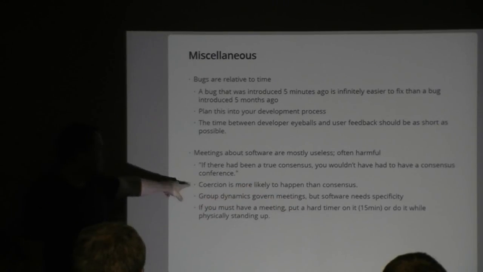So coercion is likely to happen in meetings. Whoever has the strongest voice, or the most powerful person in the room, is likely to get people to agree to what he's saying, and it may not be the best decision. So this is how bad software gets designed.